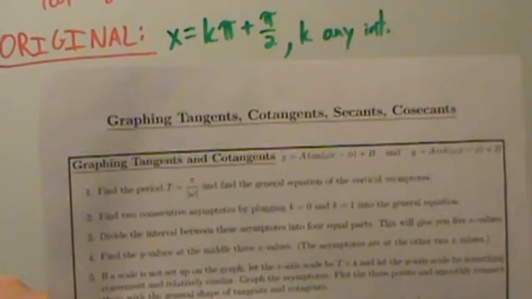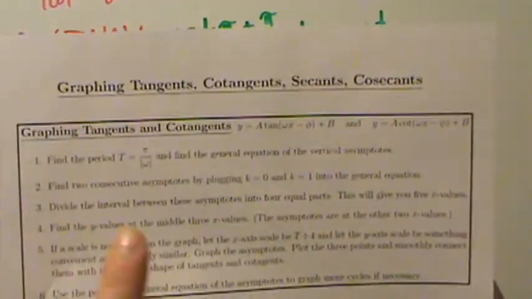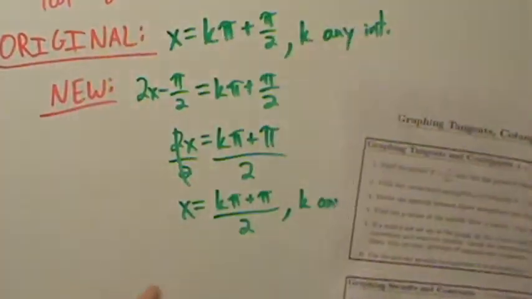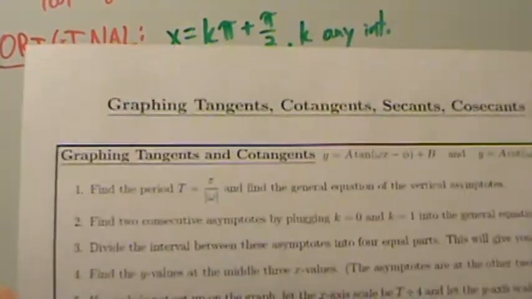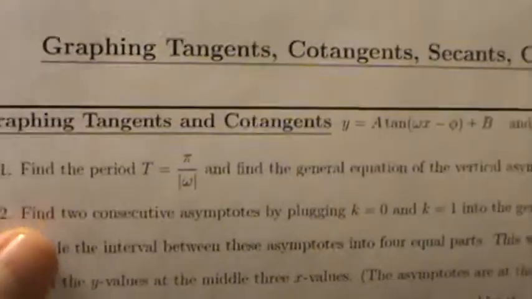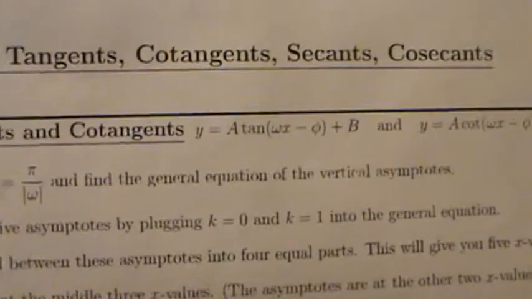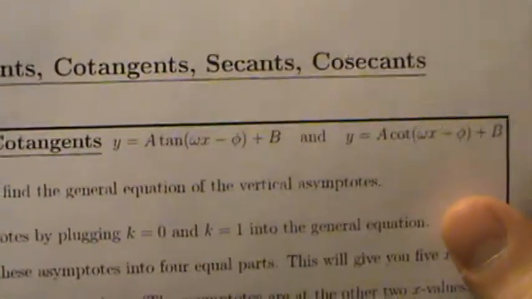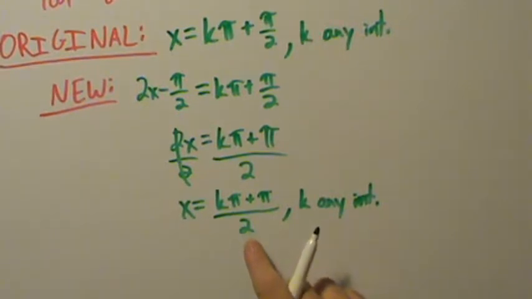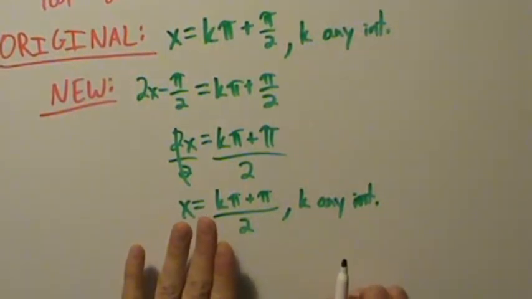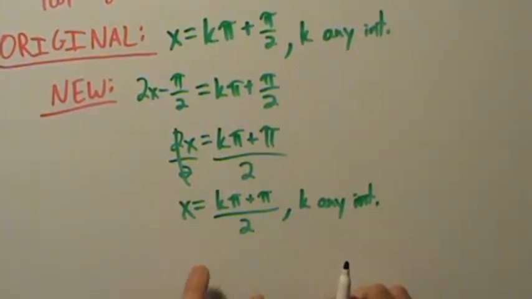Find the period T equals pi over the absolute value of omega, and find the general equation of the vertical asymptotes. So this here is the general equation of the vertical asymptotes. Now in step 2, we want to find 2 consecutive asymptotes by plugging k equals 0 and k equals 1 into the general equation. Now we don't have to use those values specifically. We can actually use any 2 consecutive integers we want.